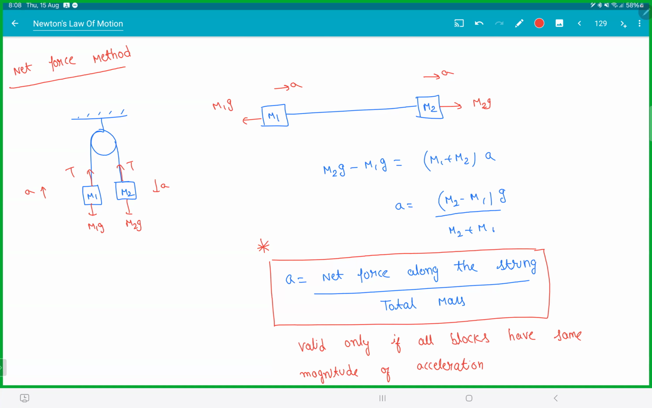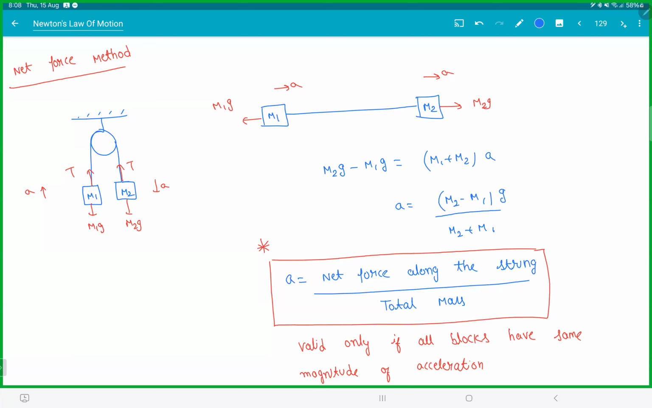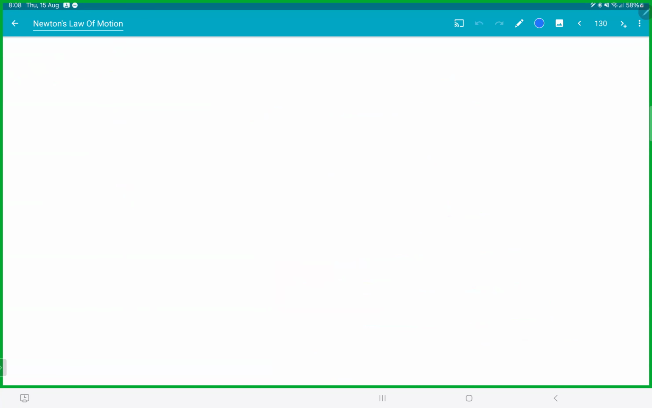Have a look at this. Let me show you more examples. Got a rough idea, right? How is it looking? Let's see an example.